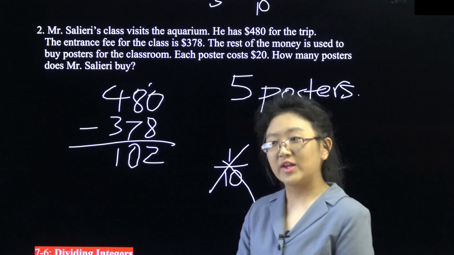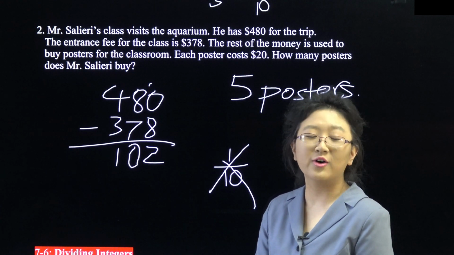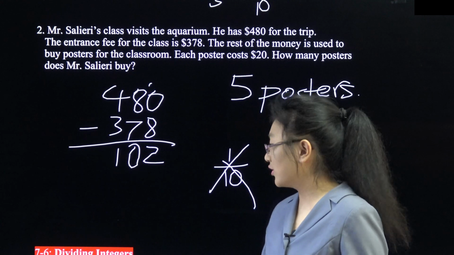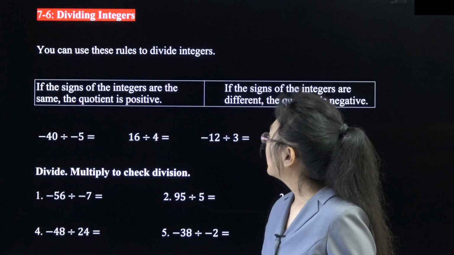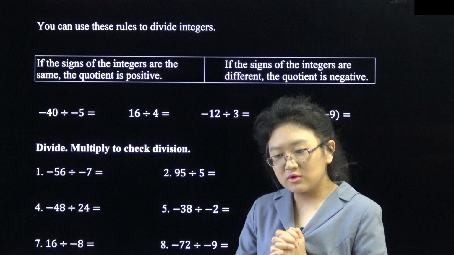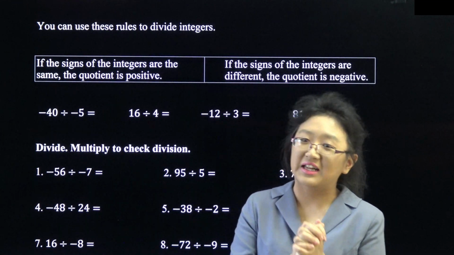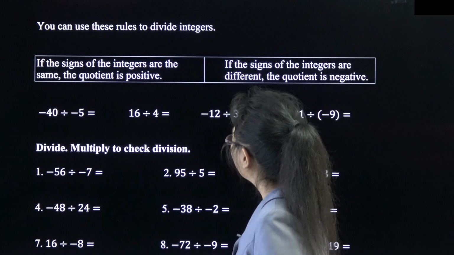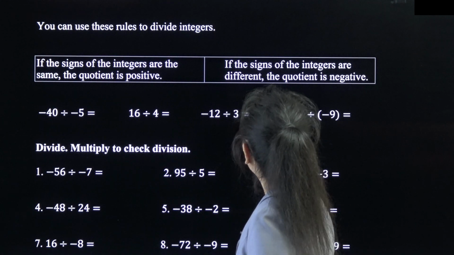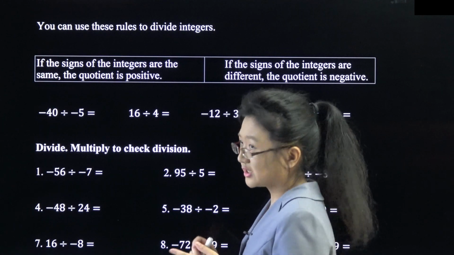Now that we've taken a break from integers, we're going to go back to integers. What are we going to do now? Well, we're going to divide the integers. The division rules for integers are the exact same as the multiplication rules. If the signs of the integers are the same, the quotient is positive. If the signs are different, then the quotient is negative.